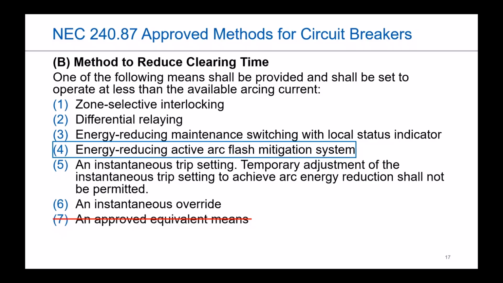So that's something that requires a little bit of calculation. I'll get more on that in a second. And then number 6, instantaneous override. That's something I'll cover a little bit, but unfortunately, for me, with low voltage switchgear, that's really only available on molded case circuit breakers. That is not available on low voltage power circuit breakers. So that's usually not even an option when you talk about low voltage switchgear.